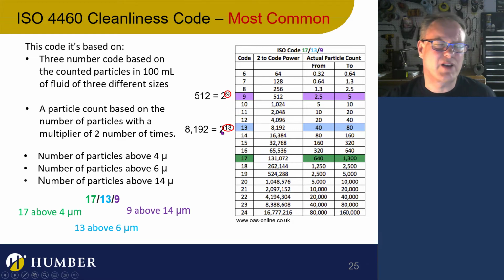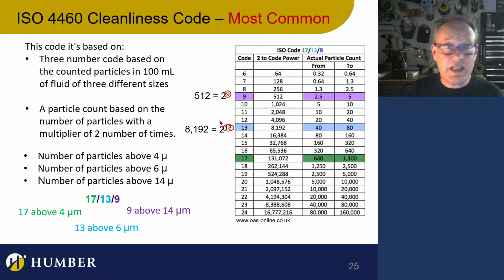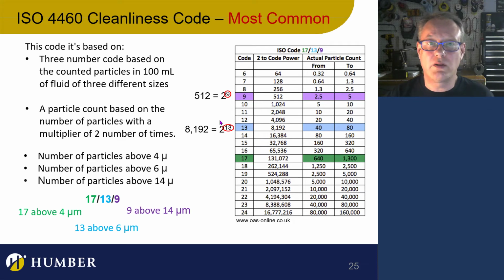Yeah, I know it's weird. I don't know where this comes from, and I have no idea why they did it this way. Deal with it. Essentially, we're taking base 2 and putting the number in the exponent to equal the number of particulates in 100 milliliters of oil for a particular size. Again, we have these three: above 4, above 6, and above 14. So if they measured in between 512 and 1024, then they would give you a 9.